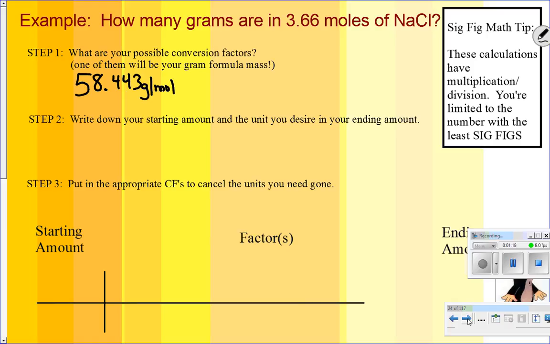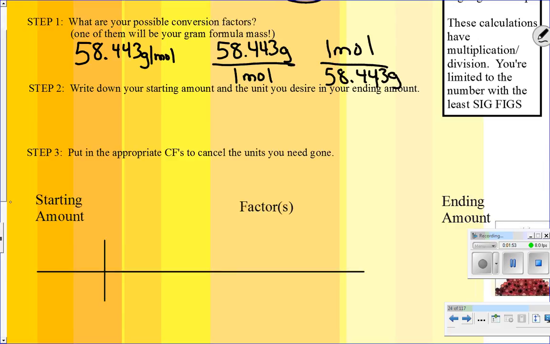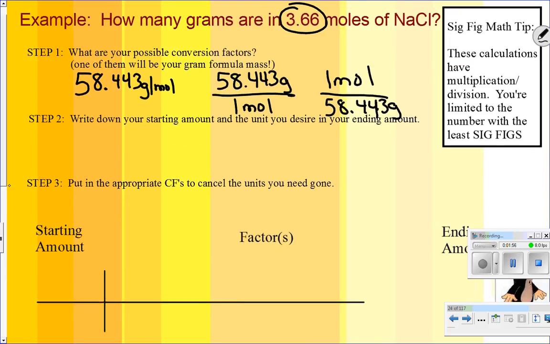For most of the questions we're going to be doing, if you don't round to your sig figs first, the rounding error will come out all right, and you'll end up with the same answer that I get, because we're limited in this problem by the number of sig figs right here. As a conversion factor, we could write 58.443 grams in 1 mole, or 1 mole is 58.443 grams. We are going to be using conversion factors again, and dimensional analysis. So we're going to start by writing down our starting amount, which is 3.66 moles.